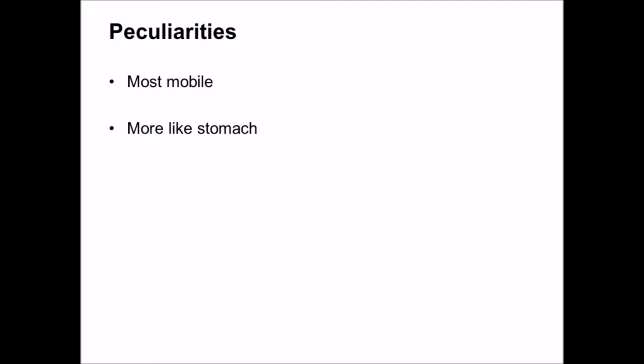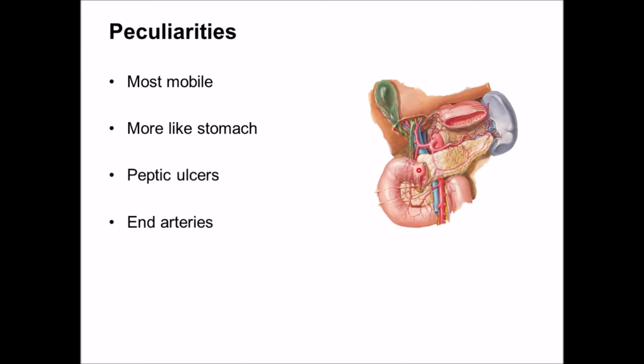This part behaves more like stomach than the duodenum, so it is also affected by peptic ulcers. The first part, as we have already discussed, is supplied by end arteries. If there is any pathology or injury to the arteries supplying the first part of duodenum, that leads to the necrosis of the part supplied by the corresponding artery.